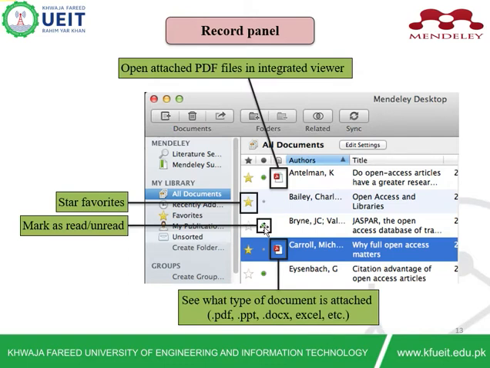For example, maybe when you are reading a research paper, you have to do something else. Then you have to close this document and mark it again as unread just by clicking. Here you just click, and it will again be marked as unread. This icon appears to show which file extension you have added.